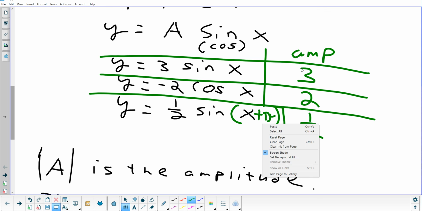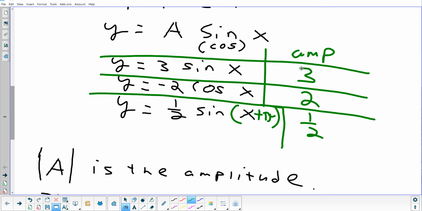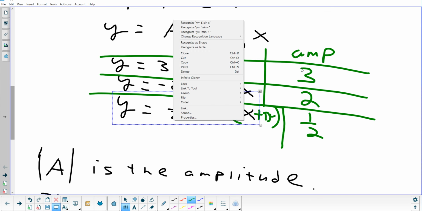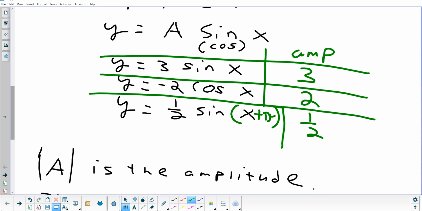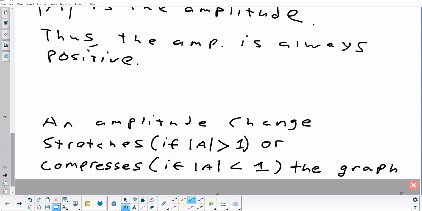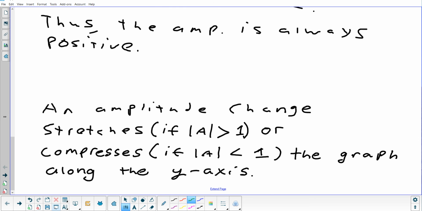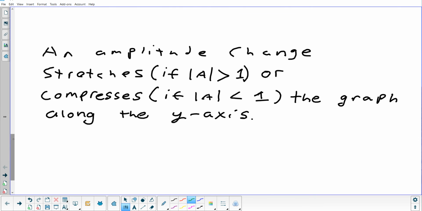We talked about that yesterday. But shifting something left or right has nothing to do with how tall it is, right? So if you have multiple numbers in the problem, just focus on the absolute value of the number in front. Okay? And that's the amplitude. So 2 things can happen with amplitude. Basically, I already summarized it.